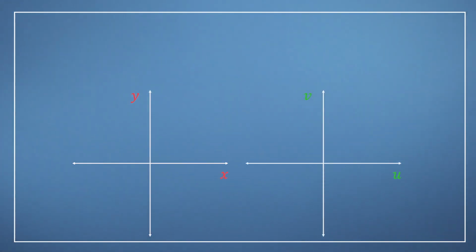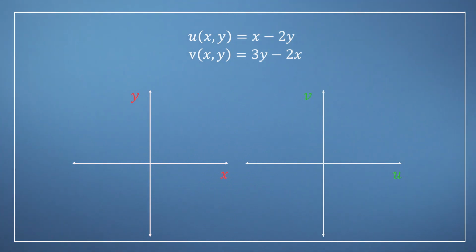Next, we're going to build a Jacobian matrix which describes functions that take a vector as an input, but unlike our previous examples, also give a vector as the output. If we consider the two functions u of x and y equals x plus 2y and v of x and y equals 3y minus 2x, we can think of these as two vector spaces, one containing vectors with coordinates in u, v, and the other with coordinates in x and y.